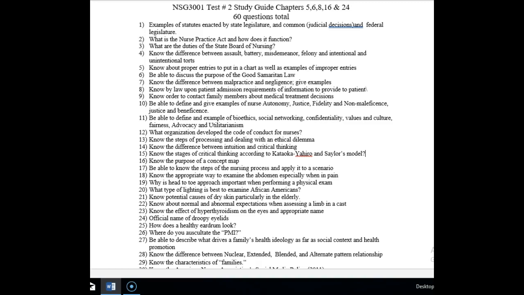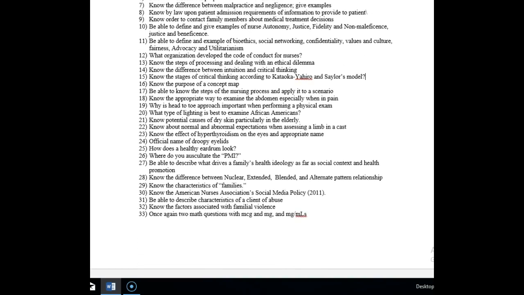And then the 3rd level of critical thinking is commitment. At the 3rd level, you anticipate the need to make choices basically without the assistance from any other people. So that is the model of critical thinking. Then you have know the purpose of a concept map. And I kind of briefly grazed through that a little bit for you.